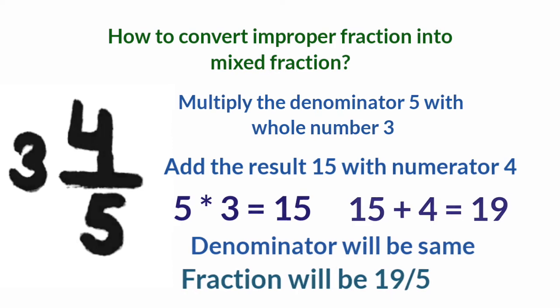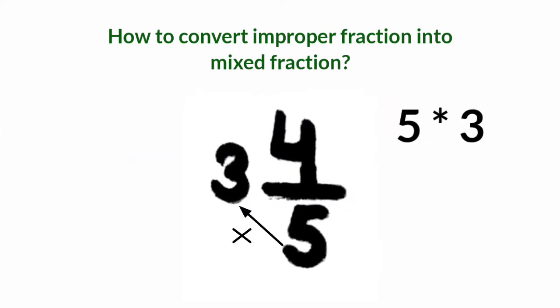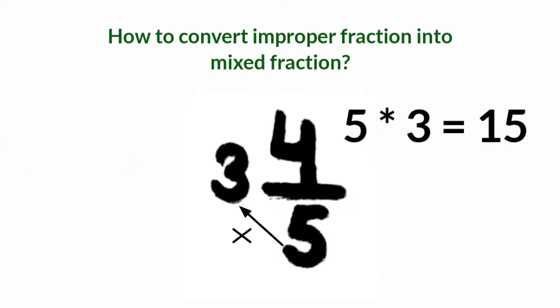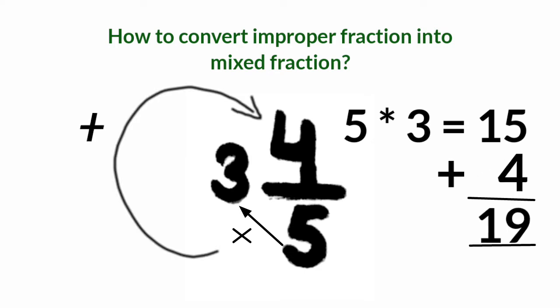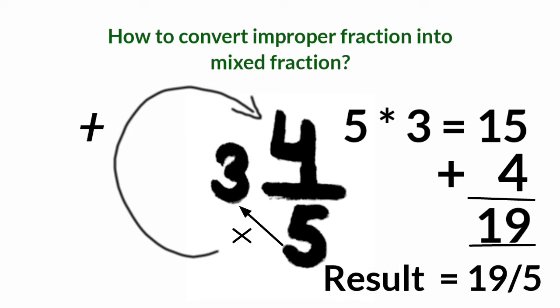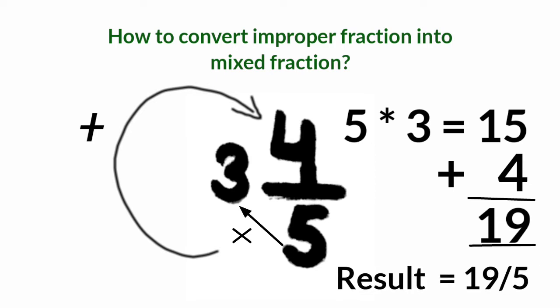Let's check what we did here. We multiplied the denominator with the whole number and added the result to the numerator. But the denominator didn't change and the result was 19 upon 5. That is an improper fraction. So this is how we learned to convert a mixed fraction into an improper fraction.